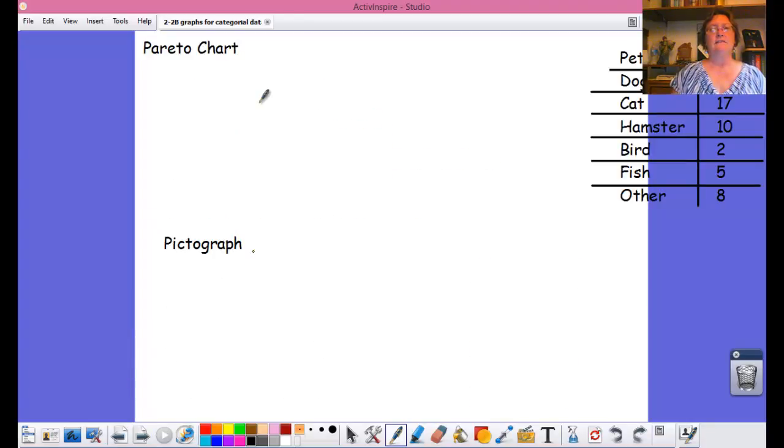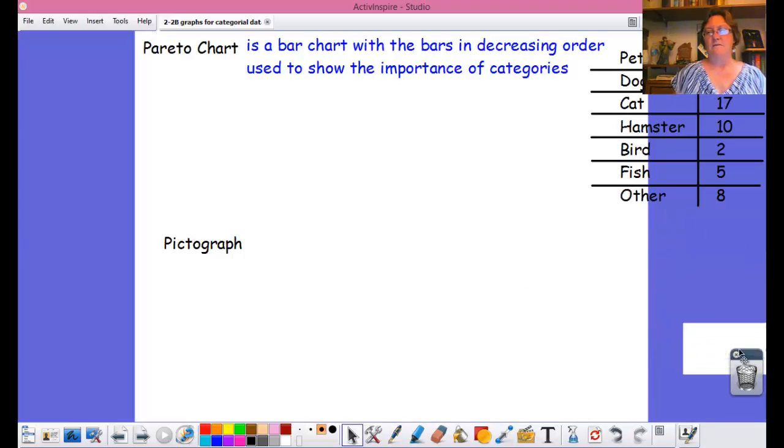The first one that I'd like us to discuss is called a Pareto chart. A Pareto chart is a bar chart where the bars go in decreasing, descending order. So tallest bars are on the left and it goes down from there. This type of graph is used to show the importance of the categories in your bar graph, which ones have the most weight, if you will.